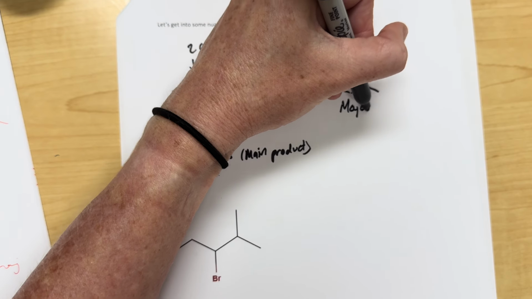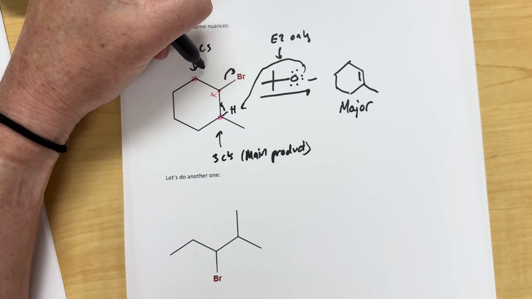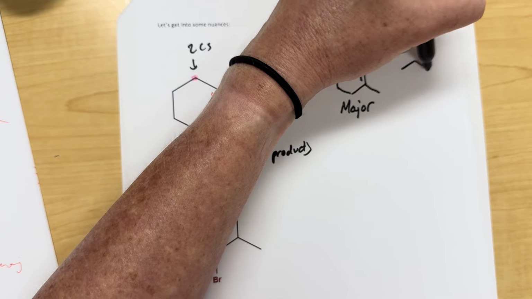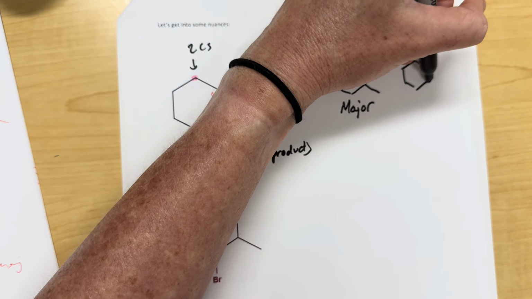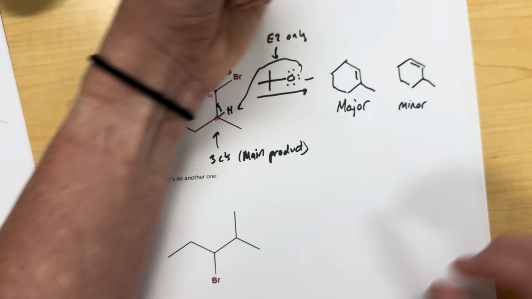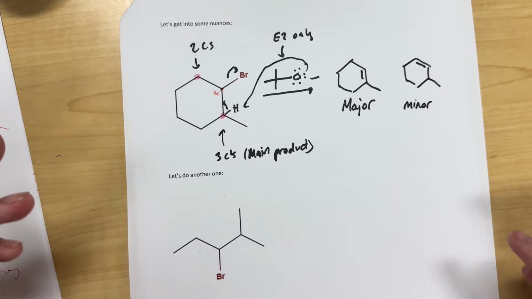Now it could still also do the other one. It could come over here, grab the hydrogen from here, that pops down, bromide pops off, and you'll have what's called a minor product, meaning it just makes less of it. And here's why it ends up being kind of important. Here's the difference between these.